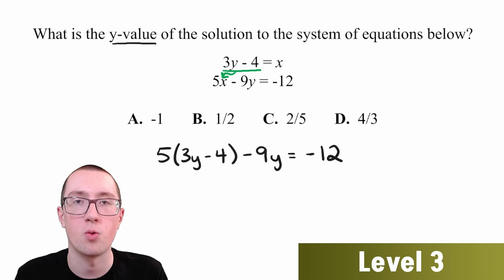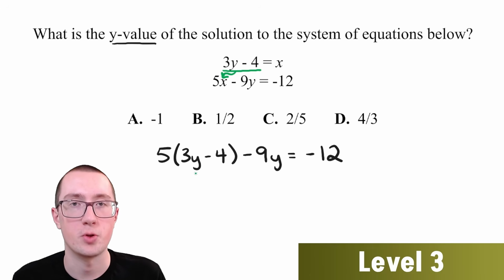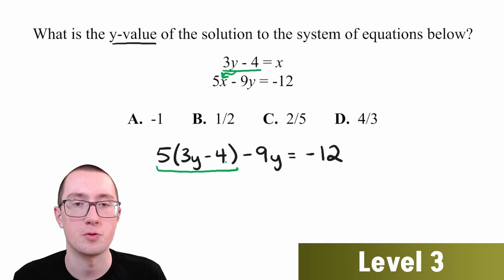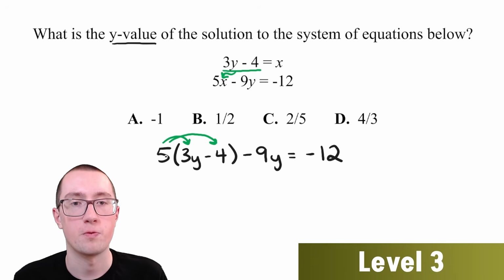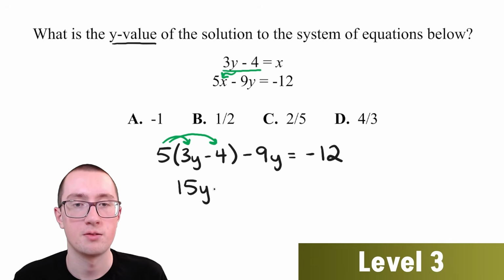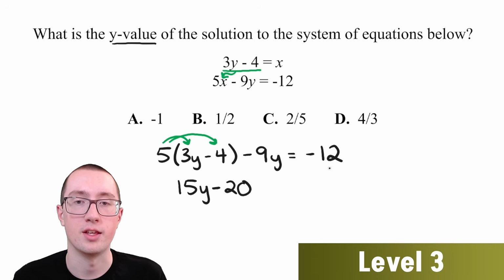So now we just need to get y by itself. The first thing that I'm noticing we can do here is the distributive property, because we have a number in front of parentheses. So we need to multiply the 5 out to the 3y and to the minus 4. So 5 times 3 is 15, and then the y stays. And then 5 times negative 4, well, 5 times 4 is 20. And we have one minus sign, so the minus sign stays. And then the rest of the equation is going to stay the same as it was before.